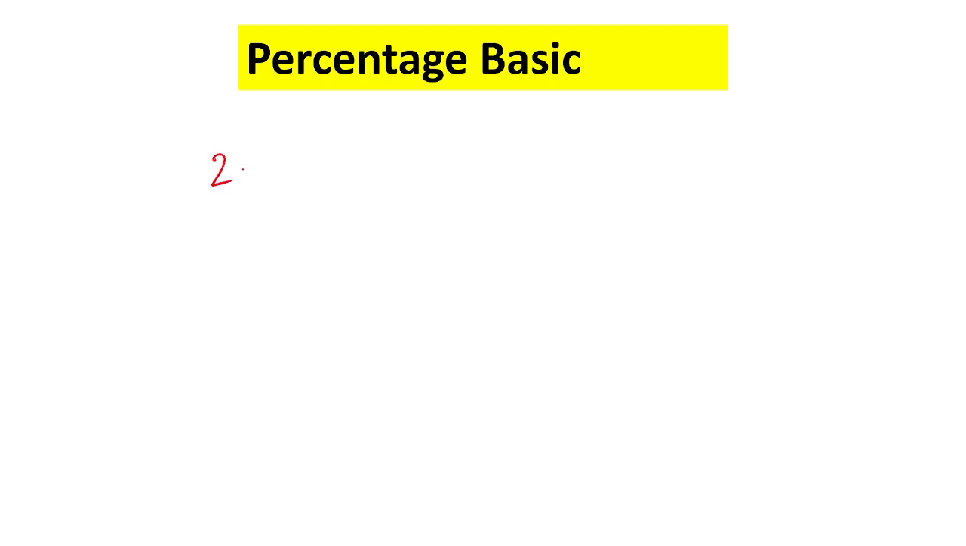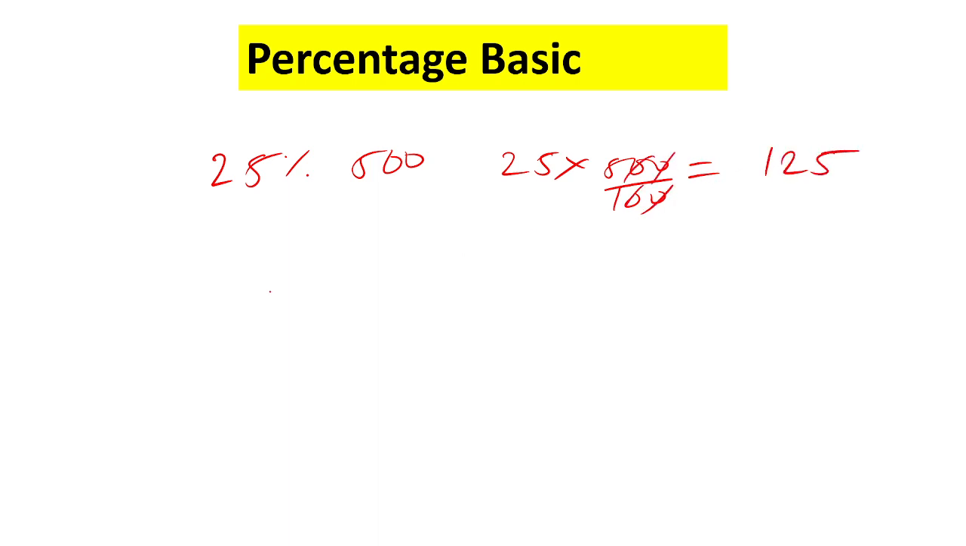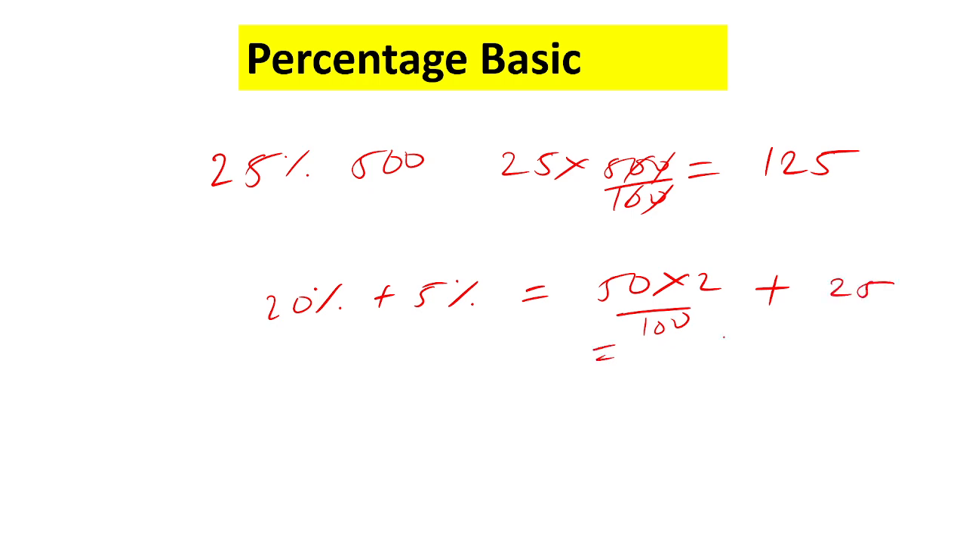Because whenever you have to find 25% of 500, you can do 25 into 500 by 100 and you will get 125. This is one method, but there is another: 20% plus 5%, which you can do orally. First we find 10% of 500, that is 50. Multiply by 2, you get 20%, that is 100. 5% is half of 10%, that is 25. So 100 plus 25, we get 125.